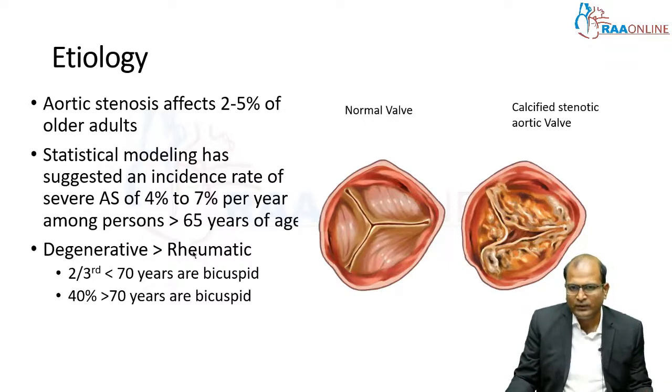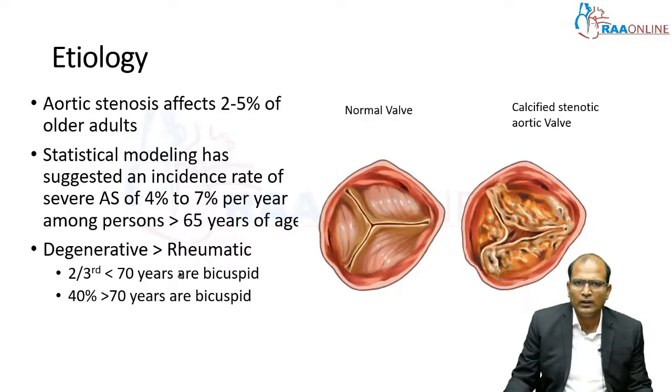common than rheumatic. If you look at the picture, there are three leaflets here, the left, right and non-coronary cusp. In some individuals, these 3 leaflets may become 2, which we call a bicuspid aortic valve. There are a lot of classifications of bicuspid aortic valve. To simply say, there are going to be anatomically 2 leaflets or functionally 2 leaflets. The commissure may get fused. If one commissure is fused, we call it type 1 bicuspid aortic valve. If 2 commissures are fused, then we call it type 2 bicuspid aortic valve. If there are only 2 leaflets, then we call it a typical bicuspid aortic valve.